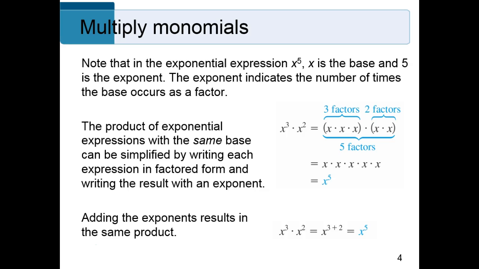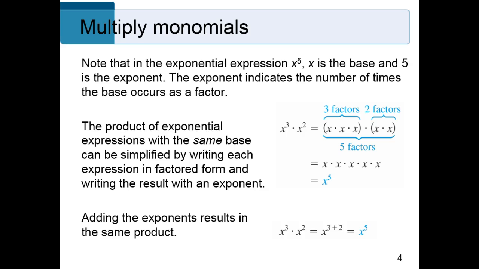But not in polynomials. Okay, we'll get to that much later. So that's what we got here. So that would be keep the base, add the exponents. The product of an exponential expression with the same base, has to be the same base, can be simplified by writing each expression in factored form and writing the result as an exponent. Okay, if you want to do all that writing, it's perfectly okay.